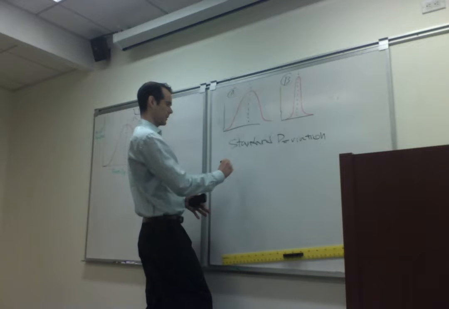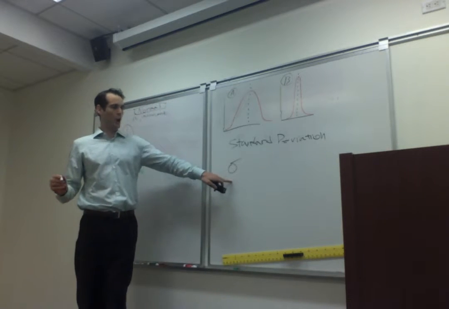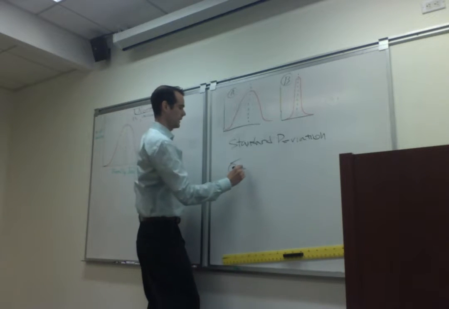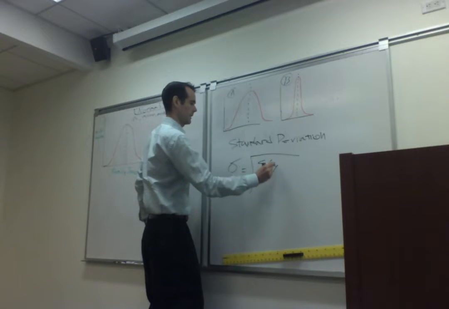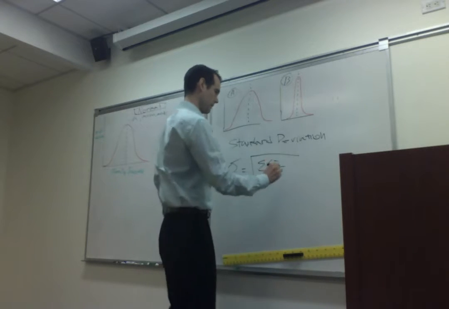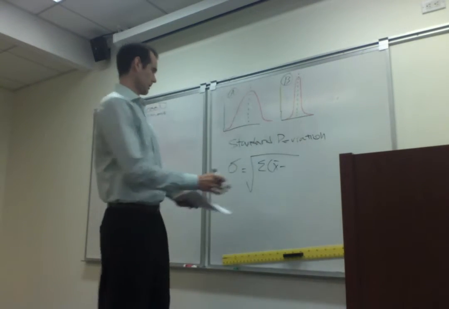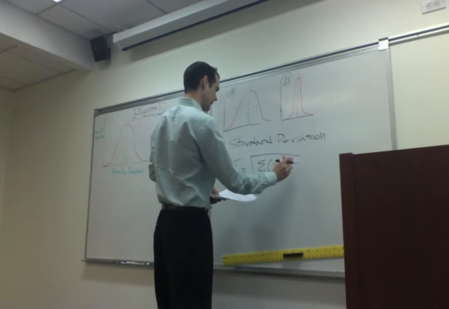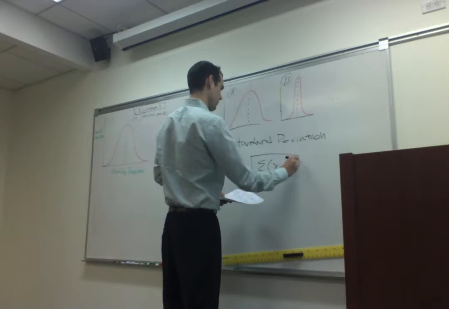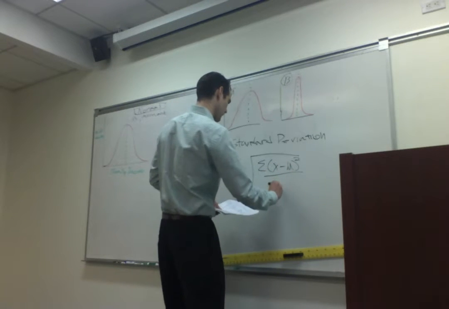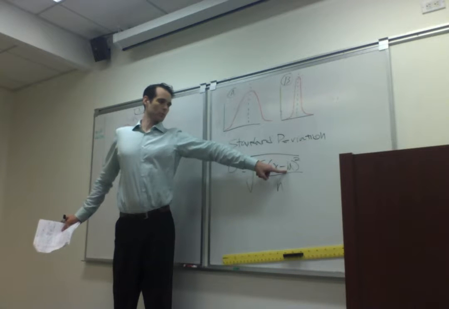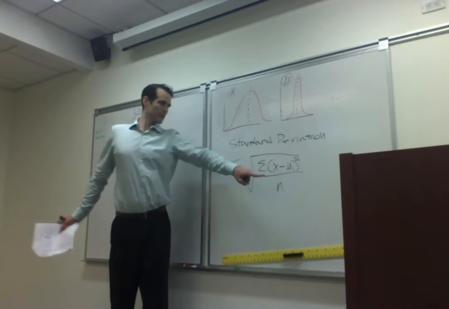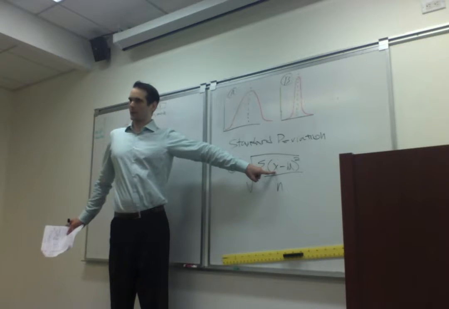So, the standard deviation, signified by this little symbol, sigma, equals the square root of the sum of x minus the mean, squared, divided by n. Okay, so that little u, mu, is the mean of all this data. X is each individual point of data.